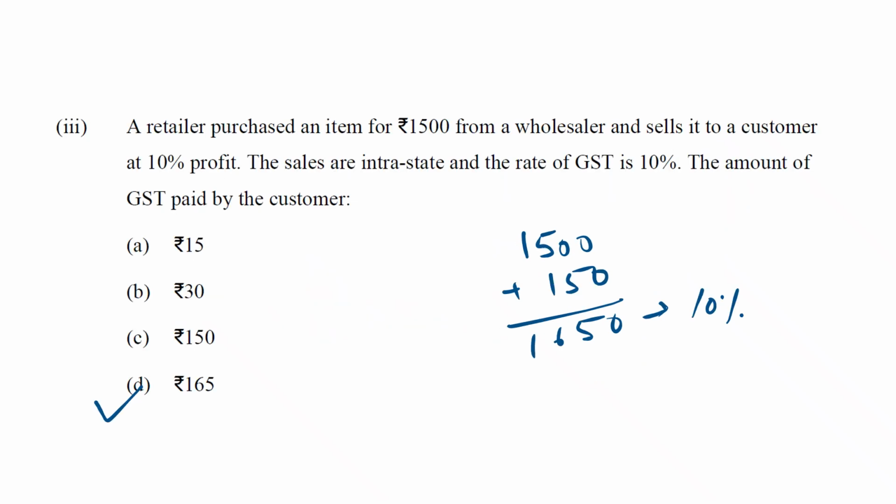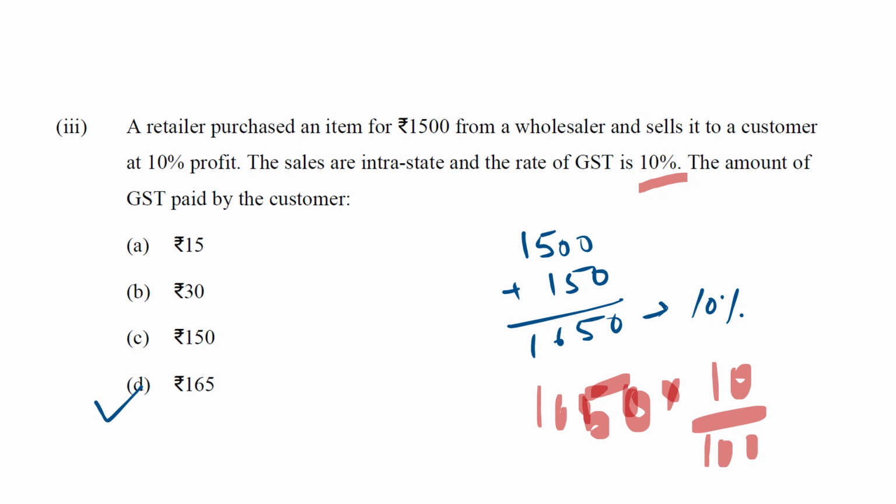Now a retailer purchases an item of rupees 1500 from a wholesaler and sells to a customer at 10% profit. So the amount will be 1650. GST is applied at 10% of it. So 1650 into 10 divided by 100, it will become 165 rupees.